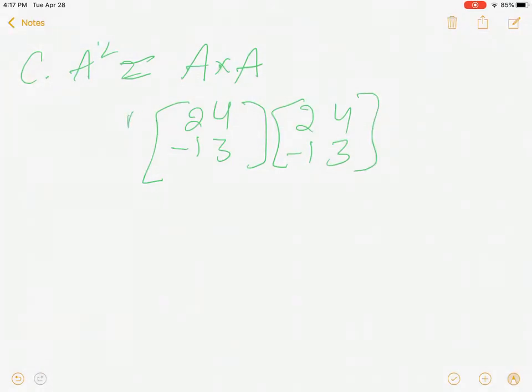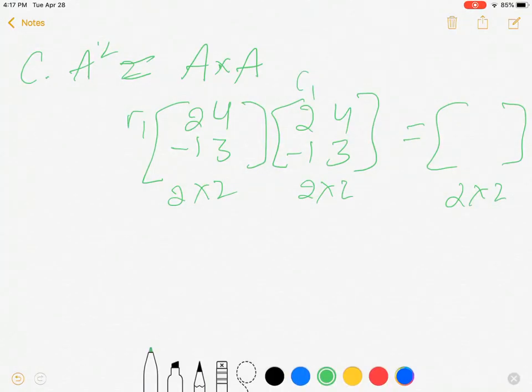So again, this is a 2 by 2 and this is a 2 by 2, so we're going to end up with a 2 by 2, and we can multiply them. So I take row 1 times column 1. Start with 2 times 2 is 4, plus 4 times negative 1, negative 4. So row 1, column 1 is going to equal 0.